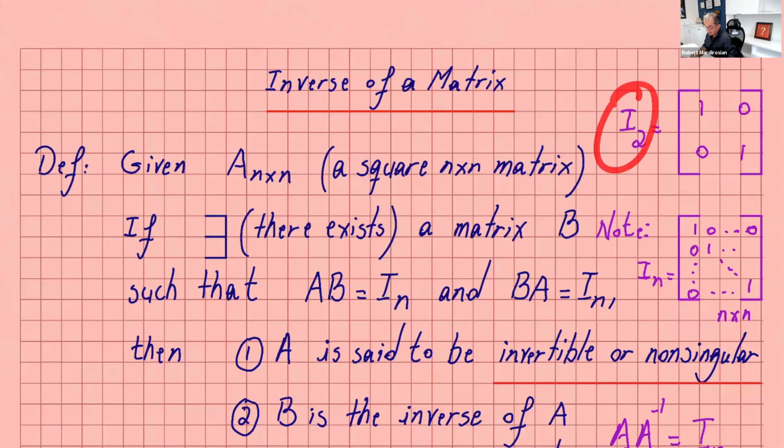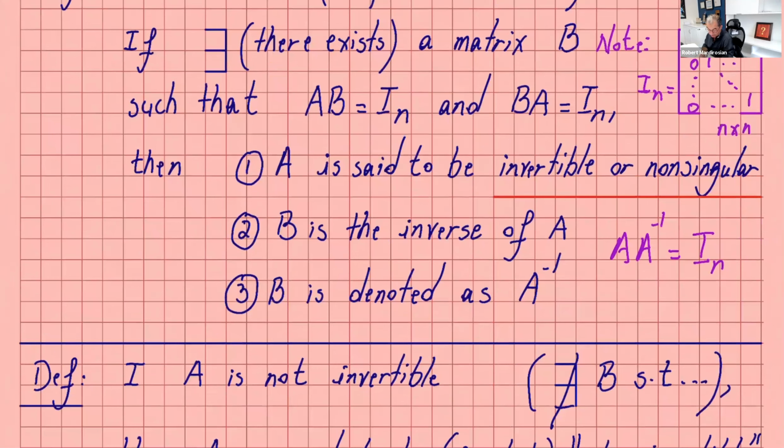I put an example here. I2 is 1, 0, 0, 1, and I3 same way. You're going to have 3 ones in the diagonal, zeros anywhere else. So coming back to that, if we have AB equal to In and BA equal to In, then A is said to be invertible or non-singular. Remember, non-singular means invertible. B is the inverse of A, and B is denoted as A to the power of -1.